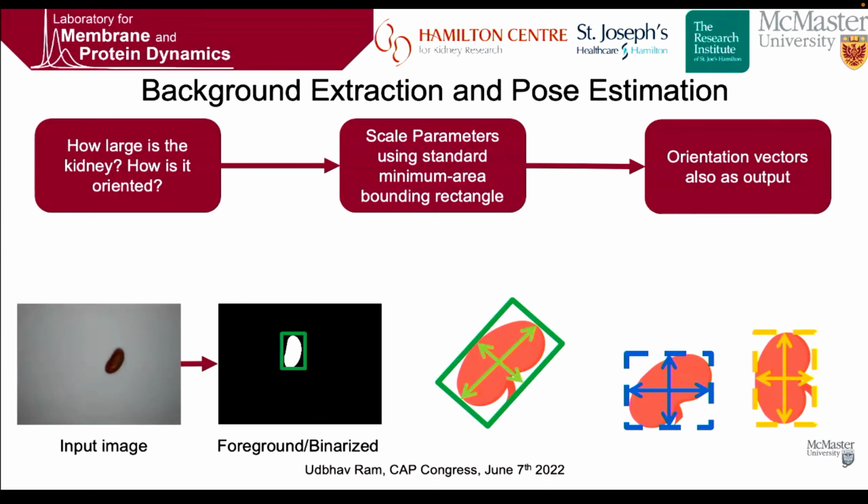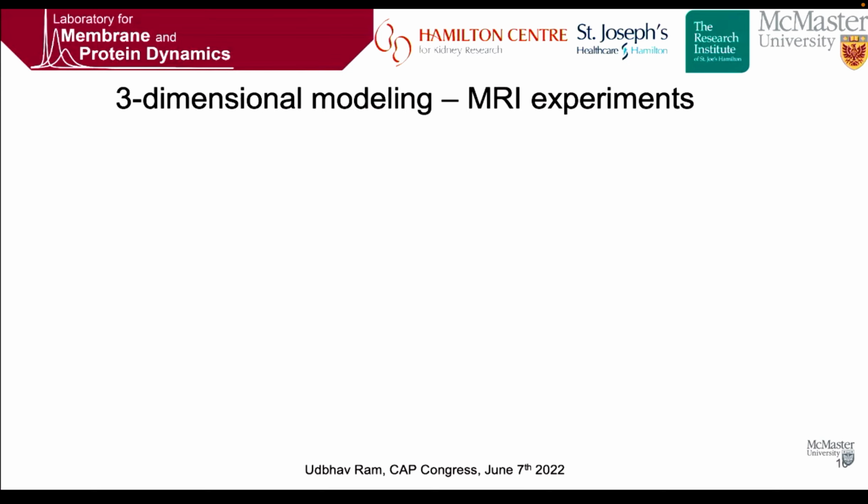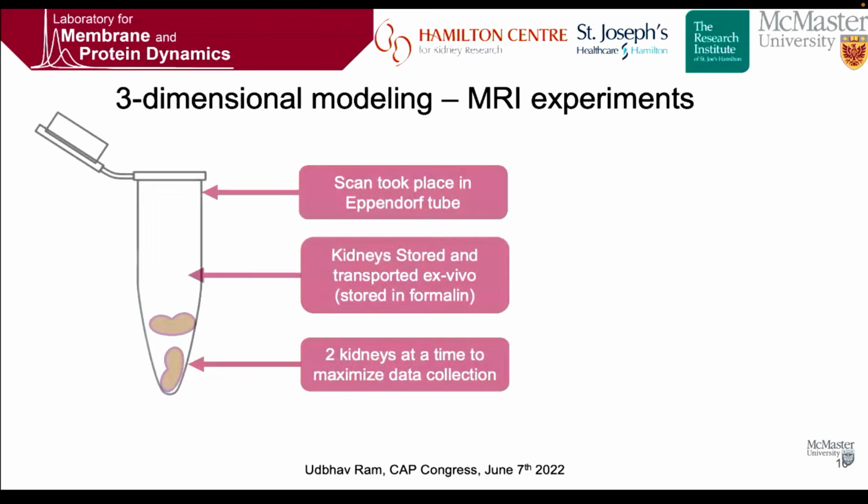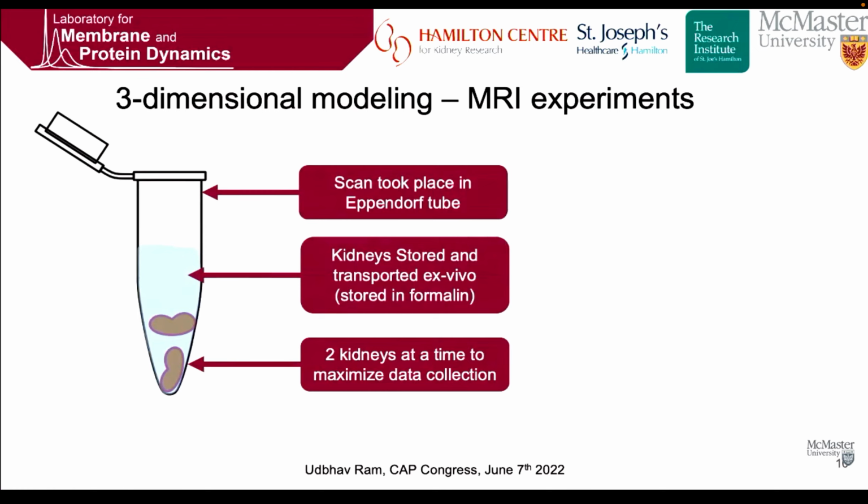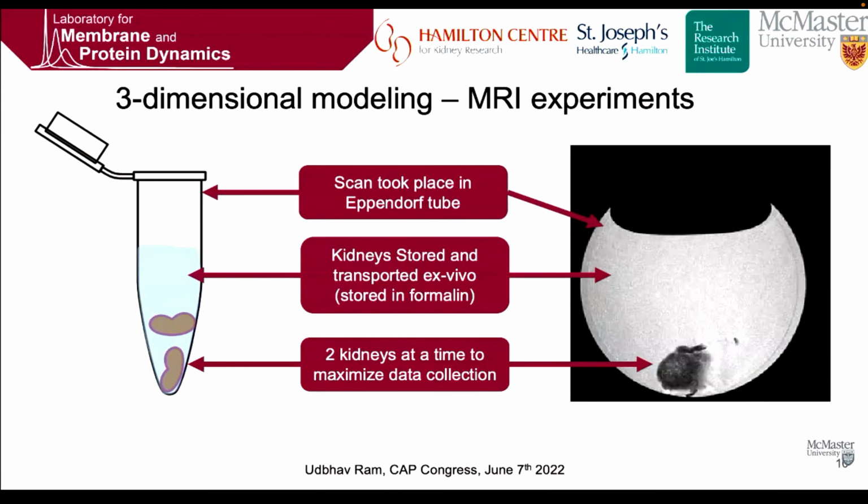So now we've covered everything about 2 dimensions. We know where our object is and we know how it's oriented. The next question is, how do we know about our object in 3 dimensions? Because at the end of the day, we want to perform a volumetric calculation. So what we've done is had MRI experiments using a setup that looks something like this, where we have an Eppendorf tube, we have 2 kidneys that were transported and stored ex vivo in formalin, and the results look something like this.